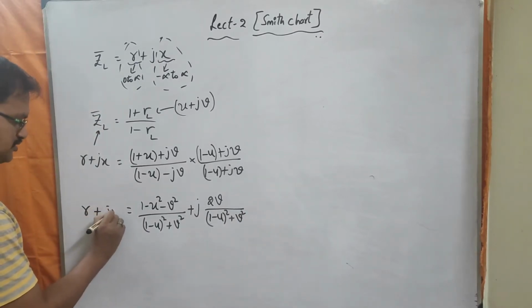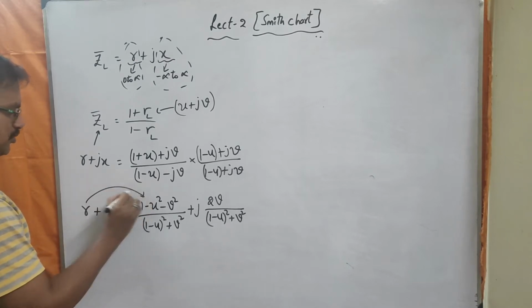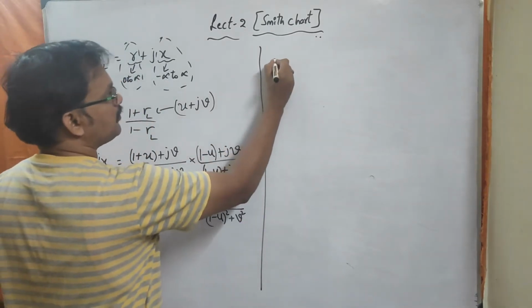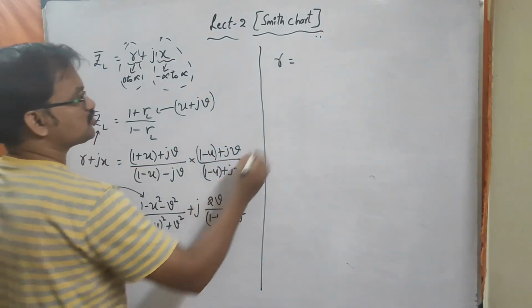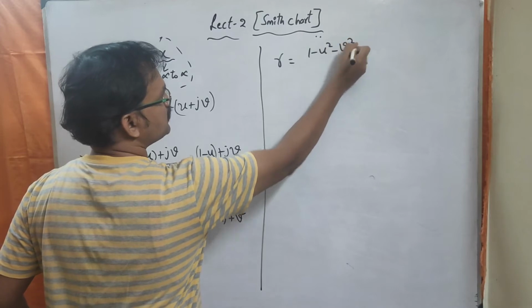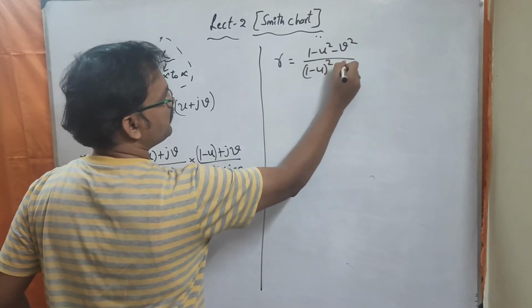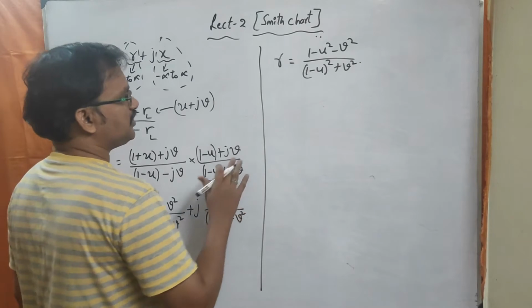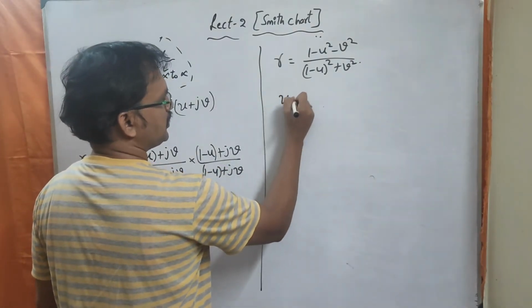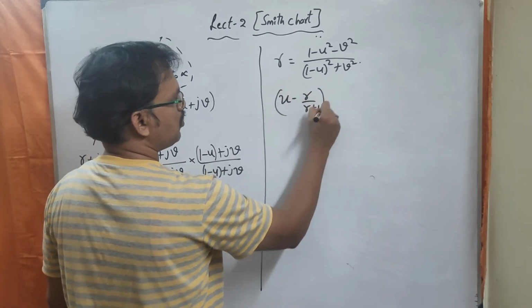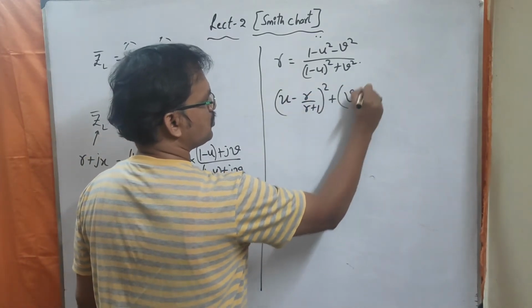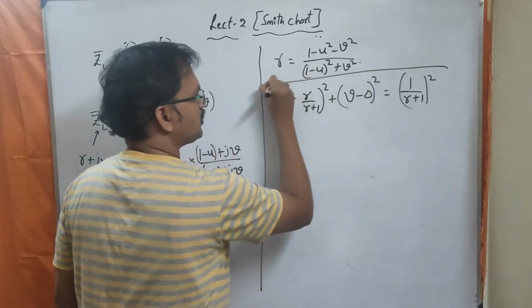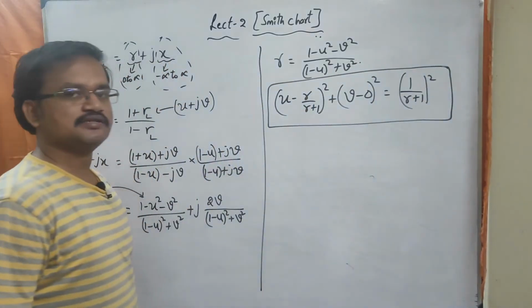This is R plus JX. Then we equate the real part on both sides, so we get R is equal to (1 minus U square minus V square) by ((1 minus U) whole square plus V square). After some mathematical simplification, finally we get the equation: (U minus R by R plus 1) whole square plus (V minus 0) whole square is equal to (1 by R plus 1) whole square.